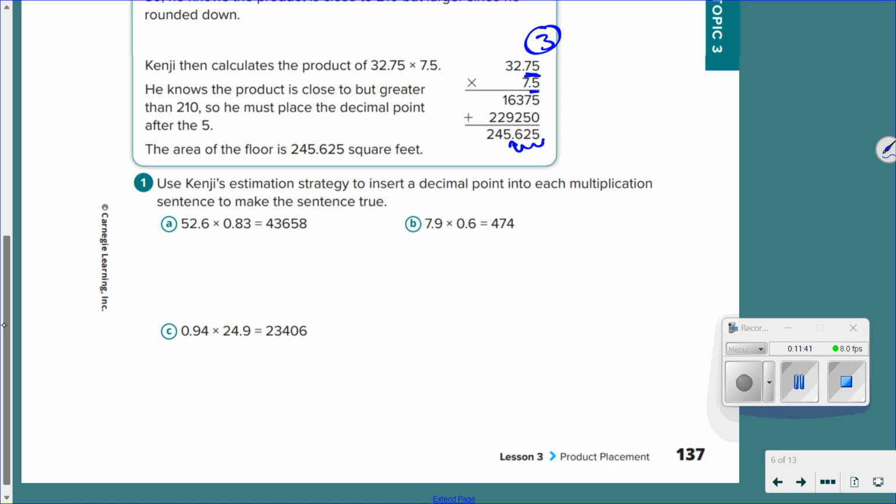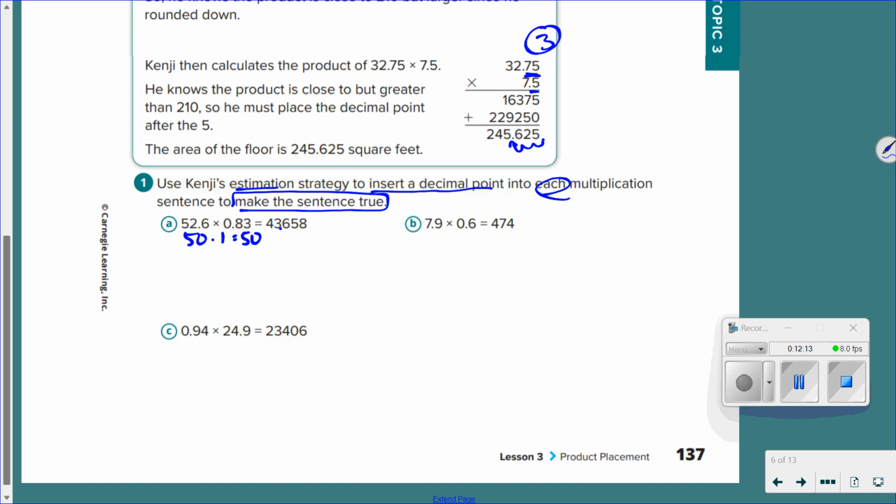Okay, we want you to use Kenji's estimation strategy to insert a decimal point into each multiplication sentence to make the sentence true. So what do we mean by that? 52 times 6 is about 50. 8/10 is about 1. So that's going to be about 50. So where would my decimal go in this big number? Up to the 5? Nope. After the 3, because 43 is the closest I'll get to 50.